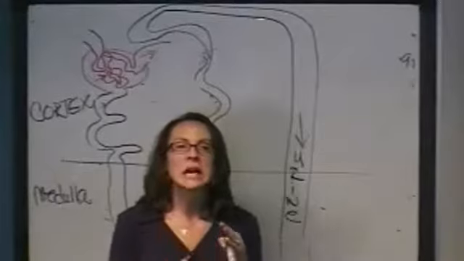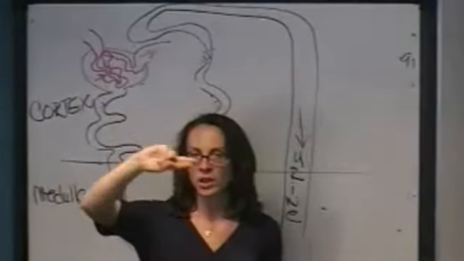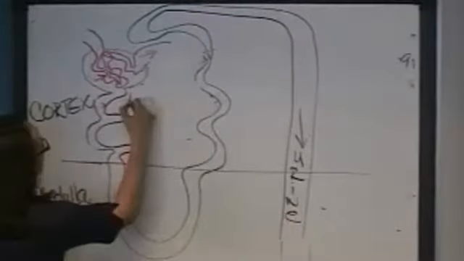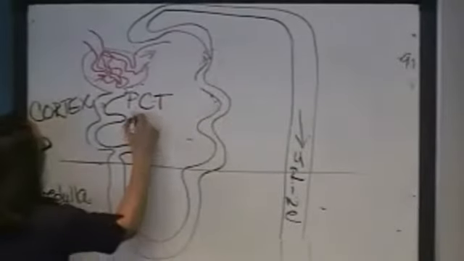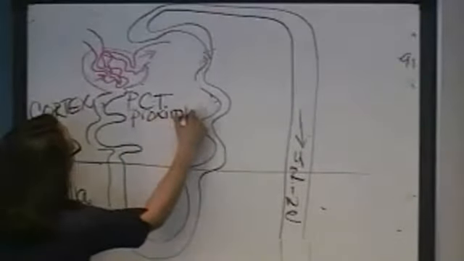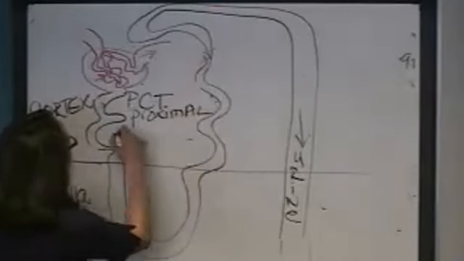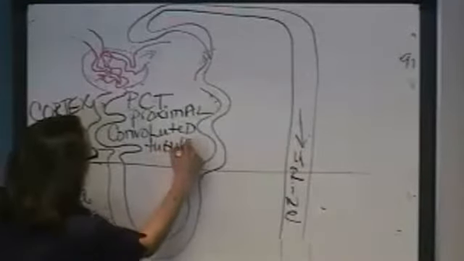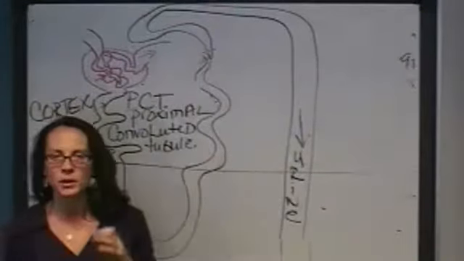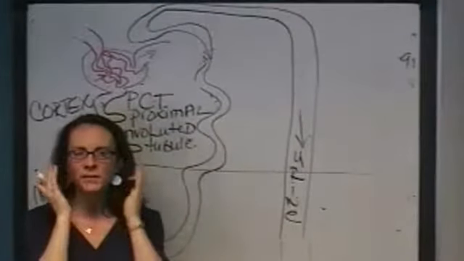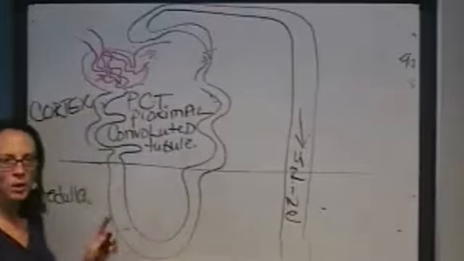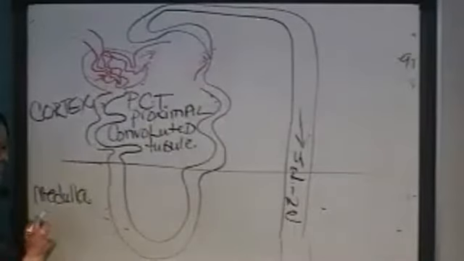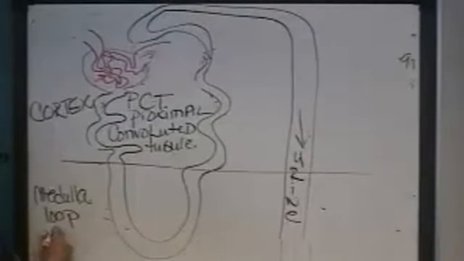A twisty-turny story is convoluted. It's a convoluted story. So twisty-turny. This part, on the next written slide, is called the proximal convoluted tubule. Proximal means close to the origin, or the renal corpuscle. It's the twisty-turny first part of this tubular system. Where it becomes straight, there are different parts, but we're just going to learn the whole thing as the loop of Henle.